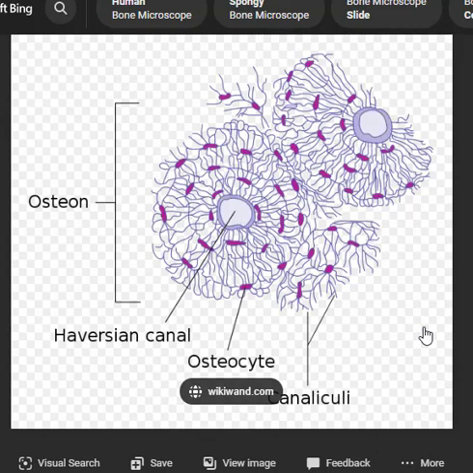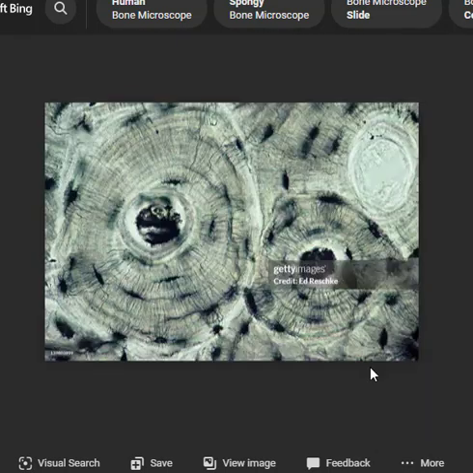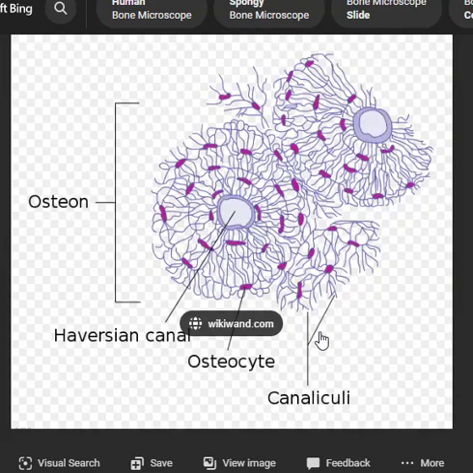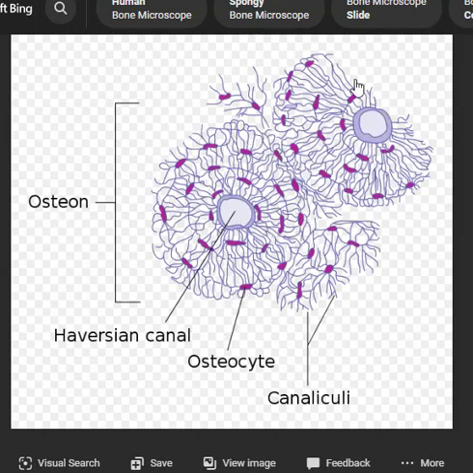Here's a nice cartoon version. Sometimes I like to look at a cartoon version because it kind of helps you see what all is going on. So this whole system where you have the Haversian canal and the little canaliculi, there you go, canaliculi, right there, or the little canals that are connecting the lacuna. This whole thing with the lamella and all the little osteocytes living in the lacuna is called an osteon, or a unit of bone.